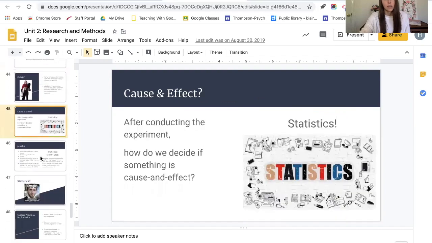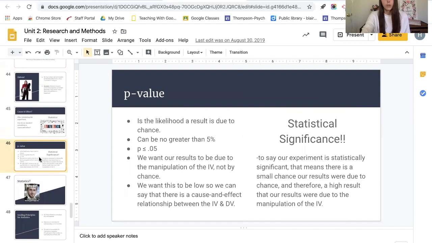Now, this is the super fun part where you're like, oh my gosh, statistics. So you have to test to see if something is statistically significant, right? And we do that with the p-value. Now, the really cool thing about Psych is you don't have to ever calculate this. It's just given to you, and you have to know, okay, what do I do with that, right? So your p-value, it can't be any greater than 5%. It needs to be less than that. If it's less than 5%, then it's statistically significant, right?